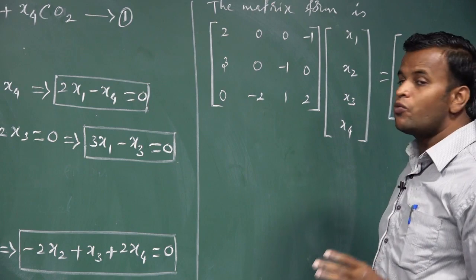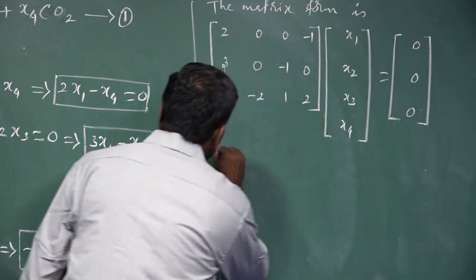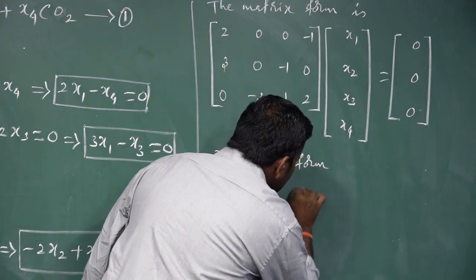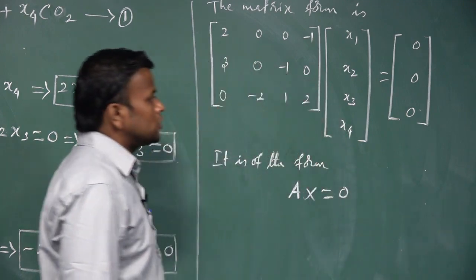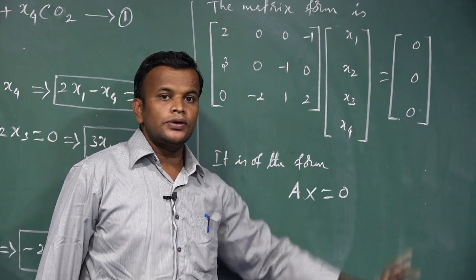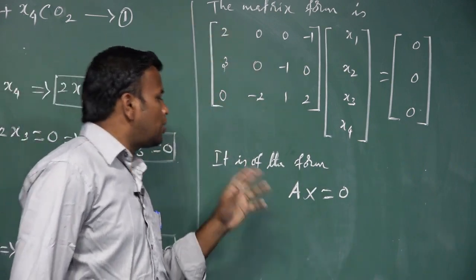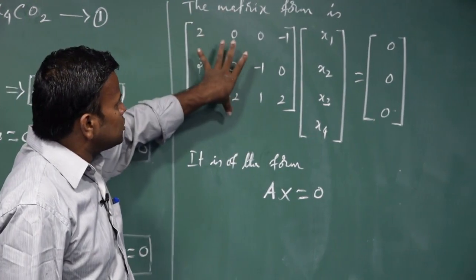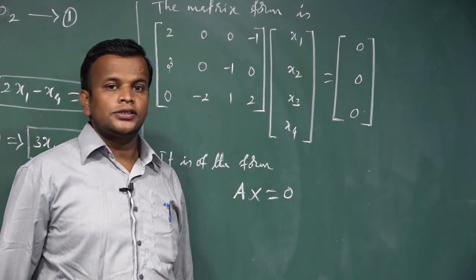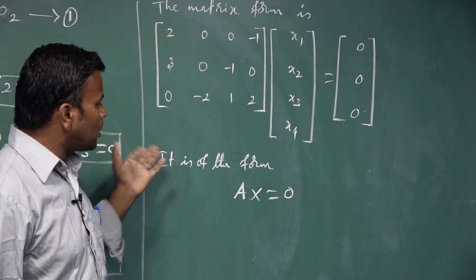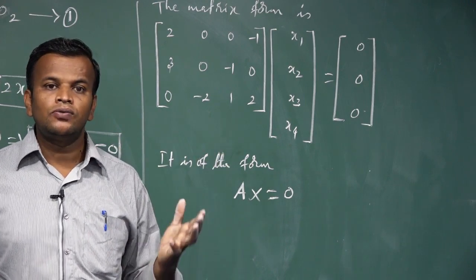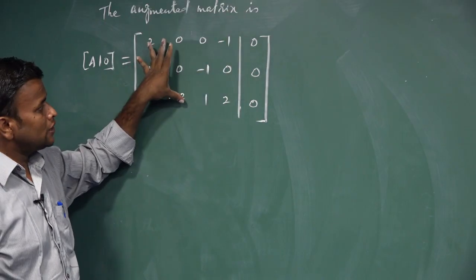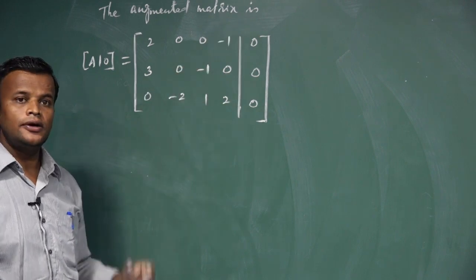After converting to matrix form, what is the next step? Now it is of the form Ax is equal to 0. After converting to matrix form, and also Ax is equal to 0, the next step is the augmented matrix. This matrix form is extended by the RHS. Here the RHS is also 0. So after converting to matrix, the next step is to form an augmented matrix. The augmented matrix is matrix A extended by the RHS. The RHS are all 0.